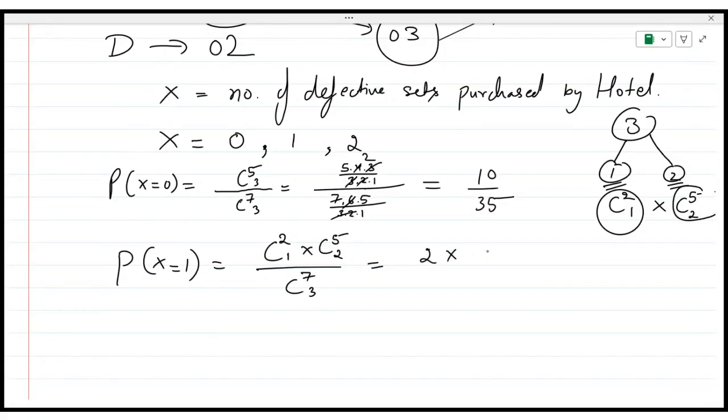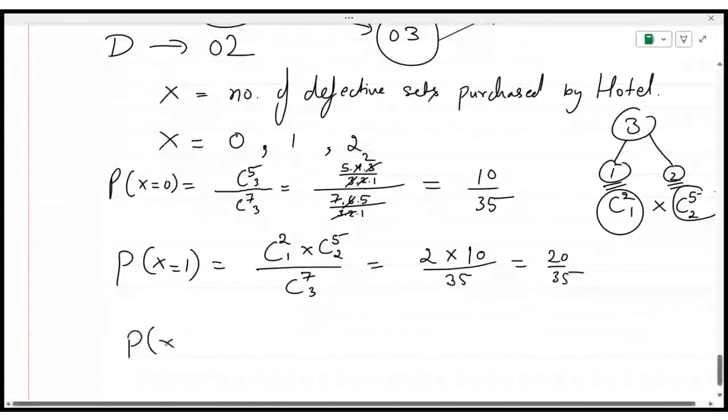So 2C1 is 2, 5C2. If you open it, 5C2 is 5 into 4 divided by 2. So it will be 10, right? 5 into 4 divided by 2 is 10. And this is 35. So what are you getting? 10 into 2, 20 upon 35.